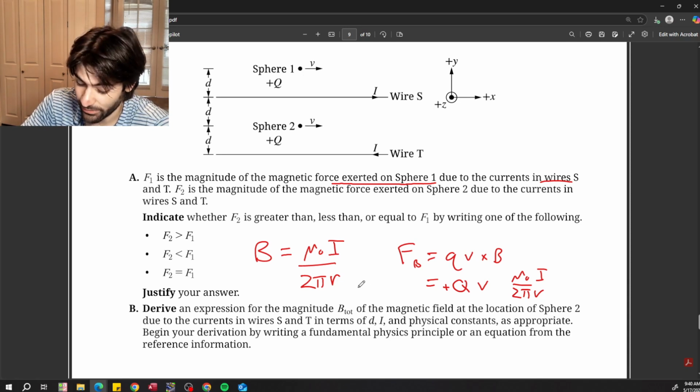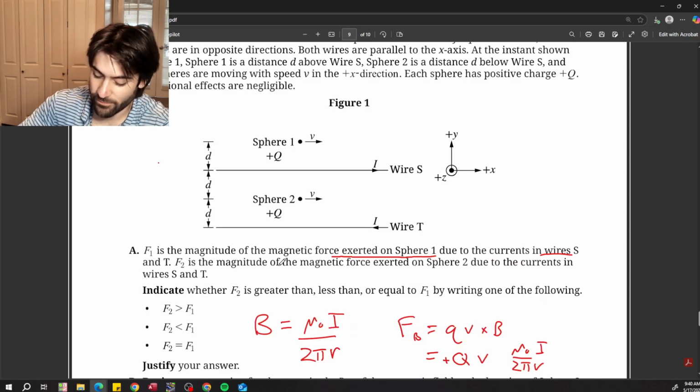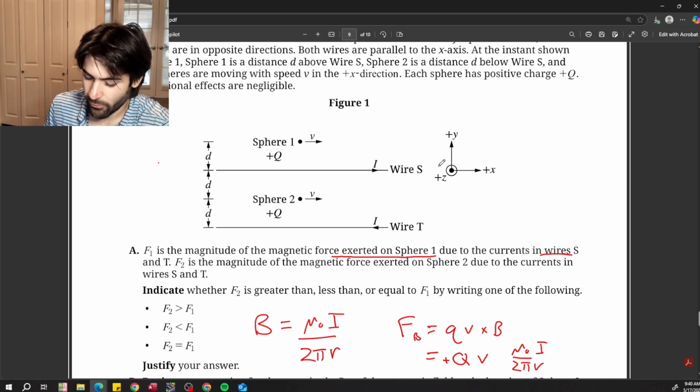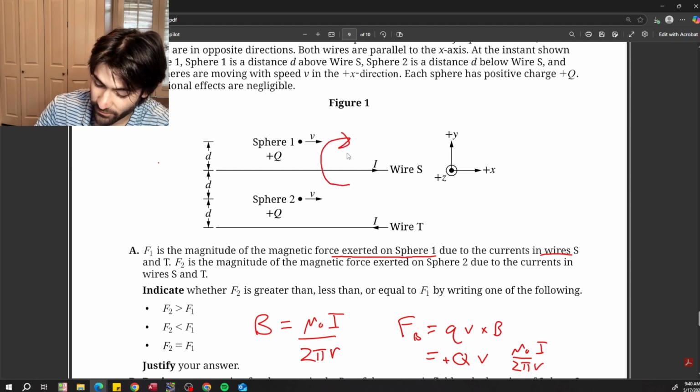Just to keep that in mind: the greater the distance, the weaker the magnetic field, and the weaker the force. So let's go ahead and take a look. This can be essentially done conceptually. If you use the right-hand rule, this means that for wire S, the field is going into the page down here and then coming out of the page here. The magnetic field for the other one is going into the page here.